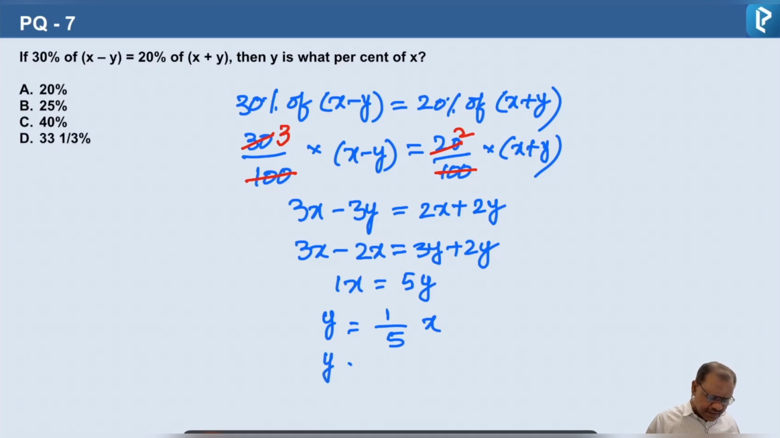1 by 5. What is the equivalent percentage? 20%. Then y is what percent of x? Y is 20% of x. So 20 is the right answer. So 1 by 5 equivalent percentage is 20%. So therefore y is equal to 20% of x. 20 is the right answer. A is the right answer.